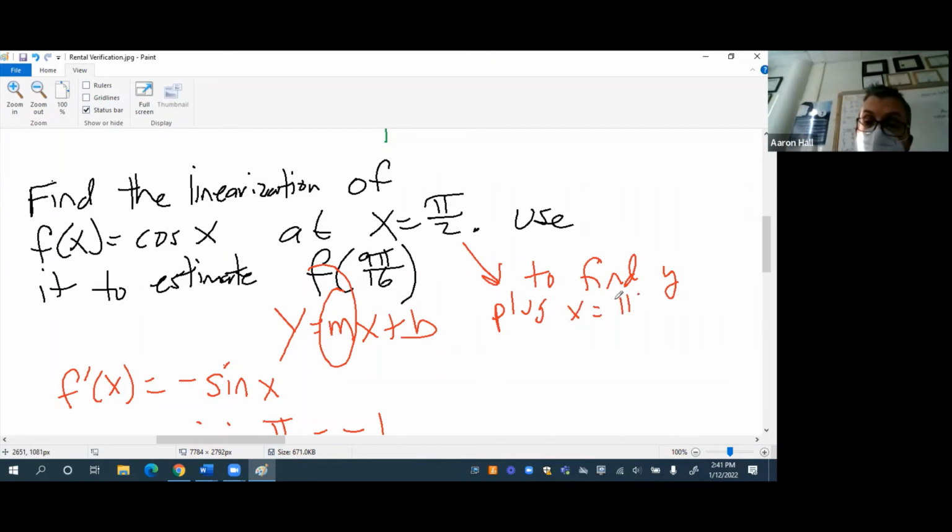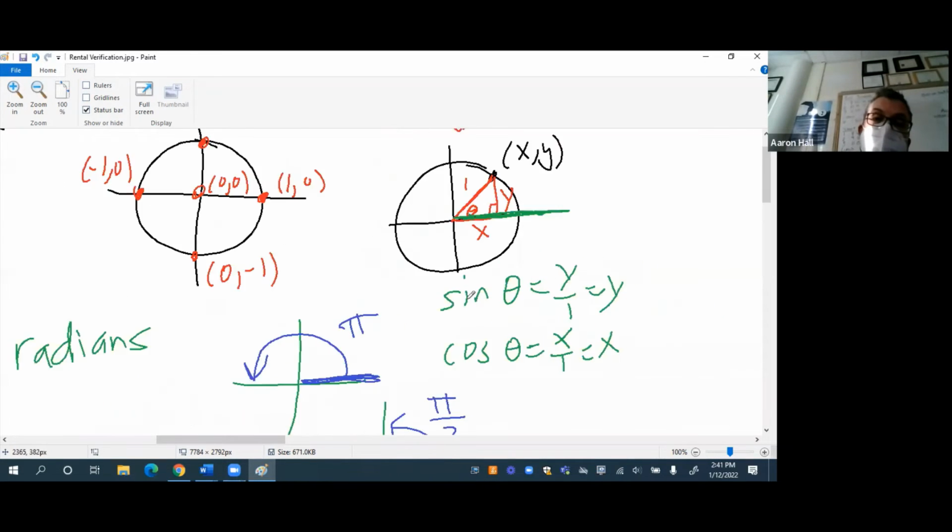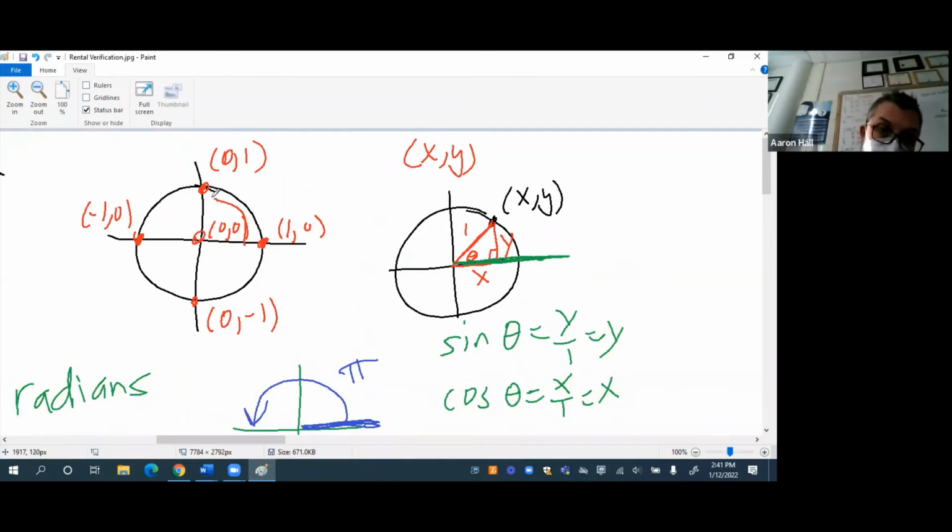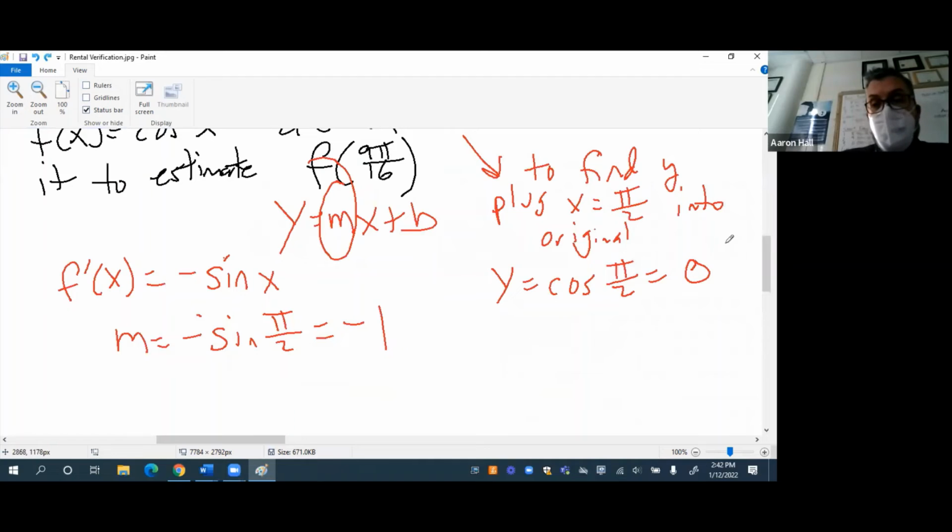Plug x equals pi halves into the original. So that gives me f of x, which is really my y value. Y equals cosine of pi halves, which is 0. Let's go back and refresh ourselves. I go back up to the top. If I rotate by pi halves, then I get cosine is my x value. The cosine will be 0. Cosine of pi halves is 0.